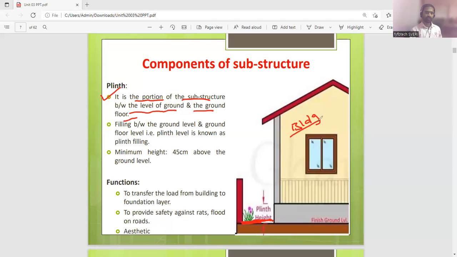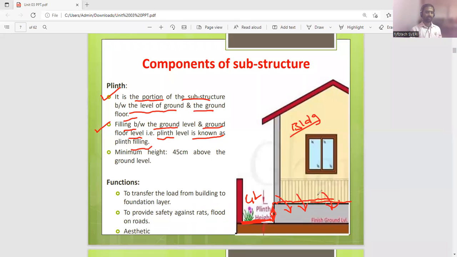This is your building. So a building में कहाँ पर है flooring? This is your flooring, correct? This is your flooring, the tiles level. This entire distance is called as your plinth level. That is the portion of the substructure between the level of the ground and the ground floor. It is called as plinth. Then what is this function? Or it is filling between the ground level and the ground floor level. That is plinth level is known as plinth filling. इधर रहता है ना अंदर. Okay, this is ground level है बाहर का.